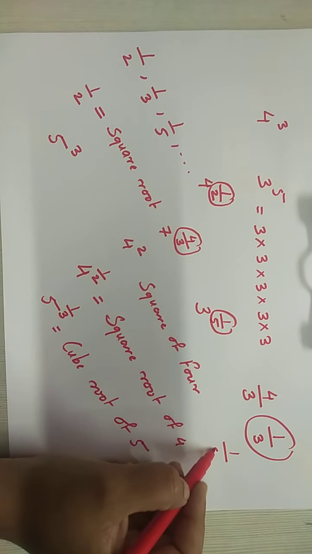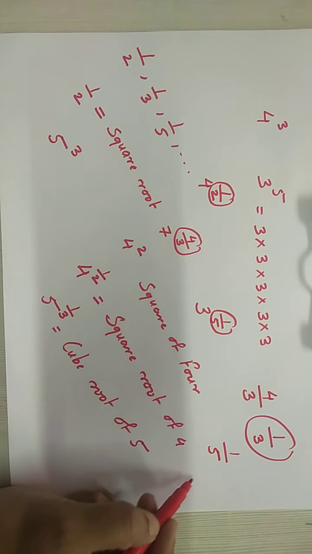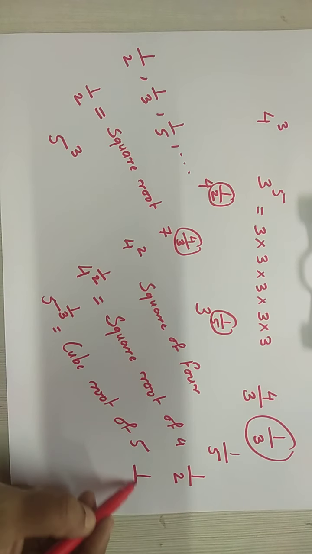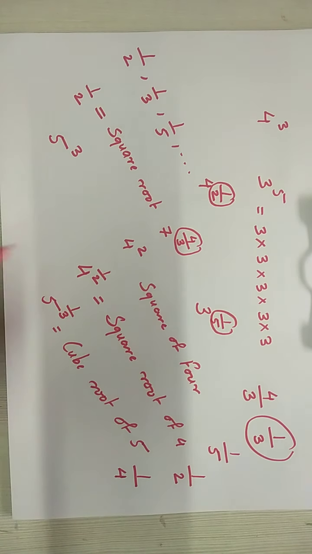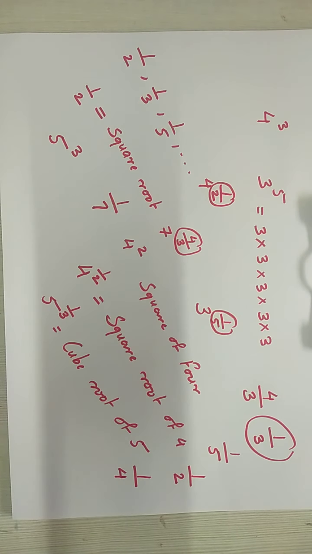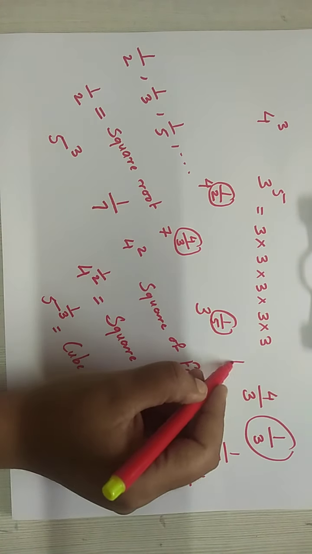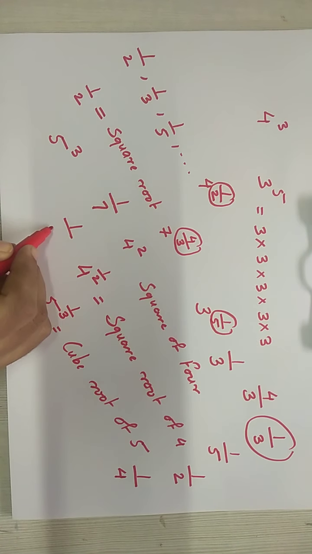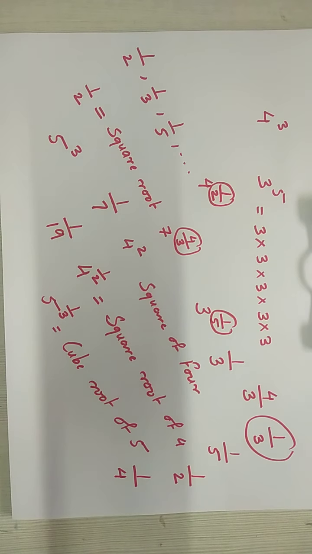If we have 1 upon 5, it means fifth root. If we have 1 upon 2, it means square root. If the power is 1 upon 4, that means fourth root. If the power is 1 upon 7, that means seventh root. If we have, say for example, 1 upon 3, it means cube root. Or if we have 1 upon 19, it means 19th root. Okay, so this is the explanation of what are rational indices.